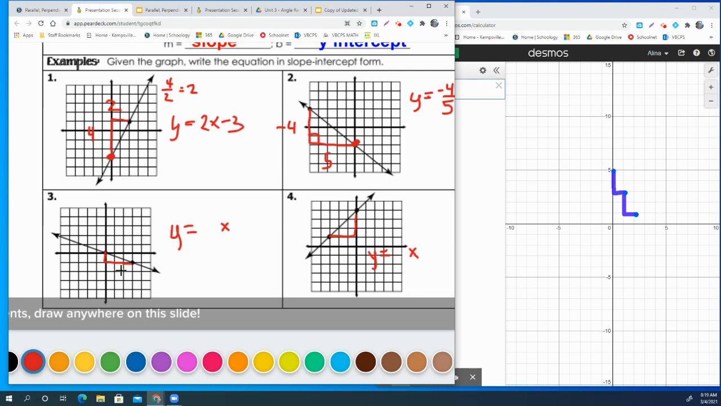So what's our slope for 3? -1/3. Ooh, hello. And what's the intercept? 0, right? So the slope is right in front of the x. What's our slope here? And we can go this way too. It doesn't really matter which way you go.